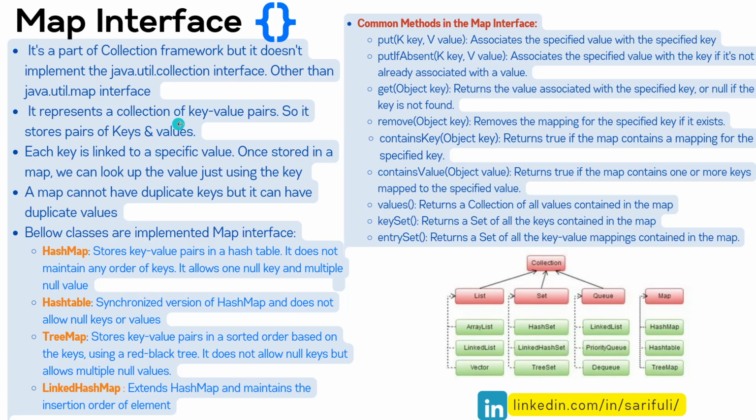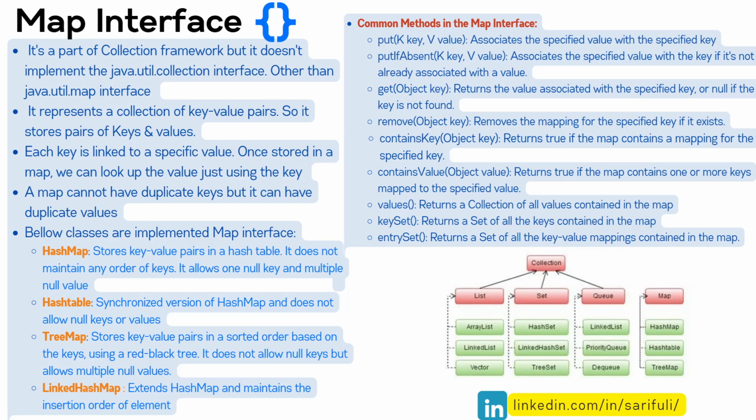It represents a collection of key value pairs. So it stores pairs of keys and values. There will be a key, and there will also be a value associated with that key. Each key is linked to a specific value. Once it's stored in a map, we can look up the value just using the key. A map cannot have duplicate keys, but it can have duplicate values.